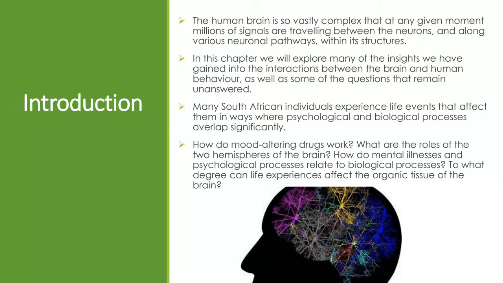We look at things like drugs and how drugs change our mood. We have left and right hemispheres on our brain. A lot of this stuff underpins mental illnesses and how psychological processes relate to biological processes, and to what degree life experiences can affect the organic tissue of the brain. So everything that happens around us has got some biological basis to it.